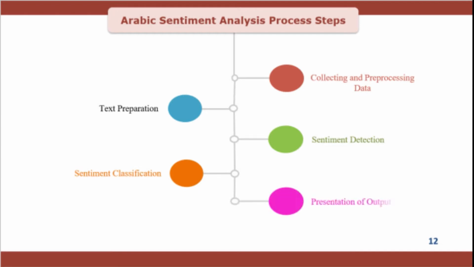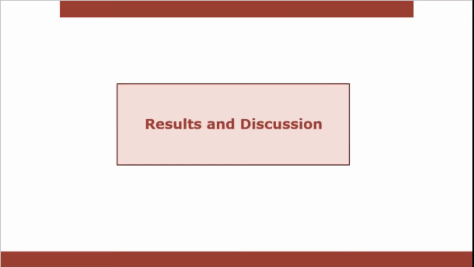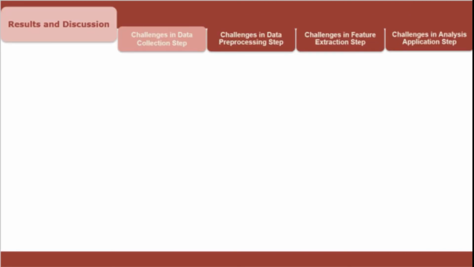This section presents the Arabic sentiment analysis process: collecting and processing data, text preparation, sentiment detection, sentiment classification, and finally presentation of outputs. This section discusses some of the major challenges in the Arabic sentiment analysis process steps. It aims to present the most major challenges that meet researchers in various Arabic sentiment analysis process steps with a detailed description. Challenges in the first steps. Compared to the English language, there is a scarcity of Arabic web content and there is a lack of available datasets to apply sentiment analysis.